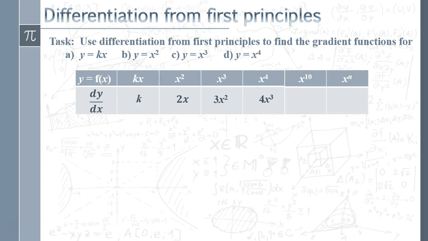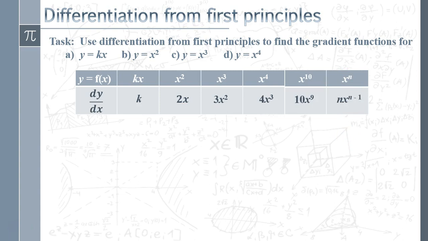So if we just take, for example, x to the power 10, what's going to happen? Well, you can see, if I have a look at x to the power 4, the 4 is now appearing here, and the power is 1 less. The 3 is appearing here, and the power is 1 less. So for this one, we can say, well, that's going to become 10x to the power 9. And for x to the power n, so this is our general polynomial, for n being any number whatsoever up there, we're going to get nx to the n minus 1.